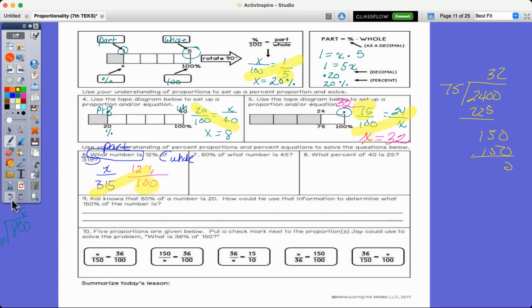So over here, we're going to be multiplying 315 times 12, and adding that up. And I get 3,780, and I need to divide that by 100, which is just moving my decimal place over 2 places. So I get 37.8.